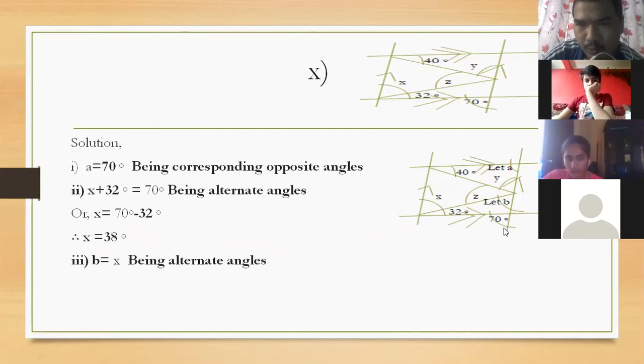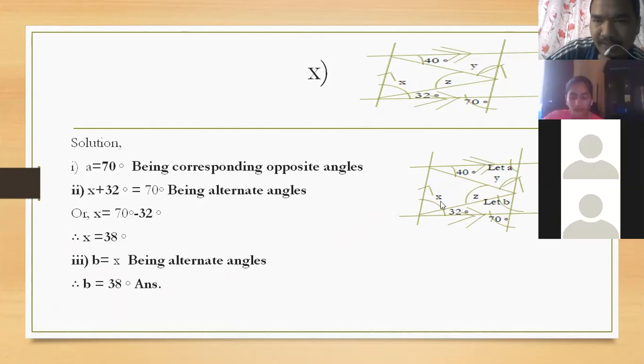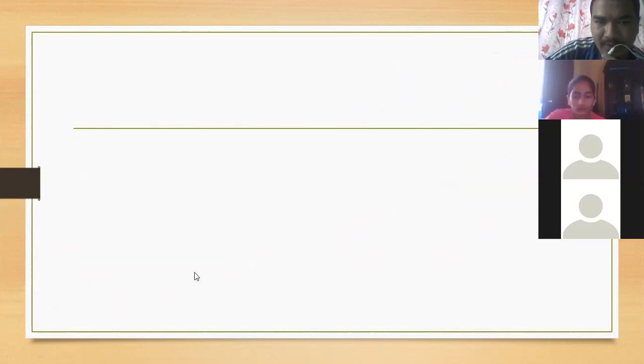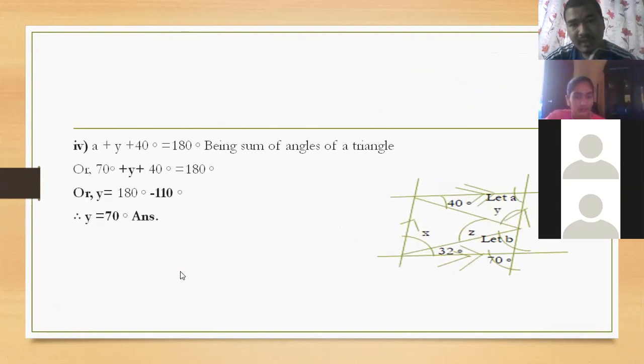Now when we add A plus 40 plus y, it will form 180 degree. This triangle, when you add, it will be 180 degree. Then you will get the value of y also here. Okay, first of all, find B. B equals x, alternate angle. Then 40 plus A plus y. Look here, I am going to show here. A plus y plus 40, find y. Okay, y comes here 70 degree.